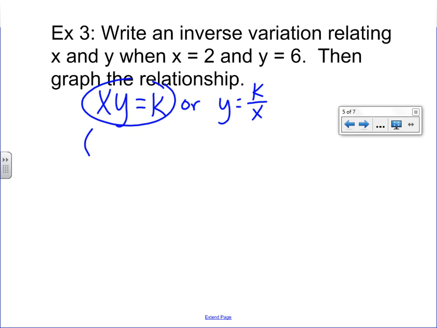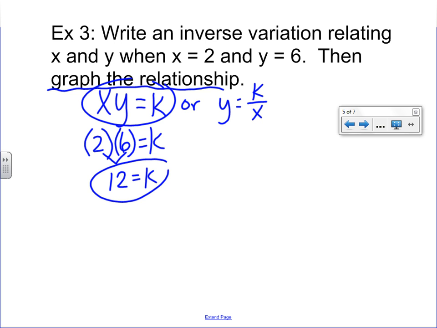So instead of x, I'll plug in 2. Instead of y, I'll plug in 6. That has to be equal to k. 2 times 6 is 12 equals k. Now, to do this graphing the relationship bit, I have to take 12 and plug it in for k. So I have y equals 12 over x.